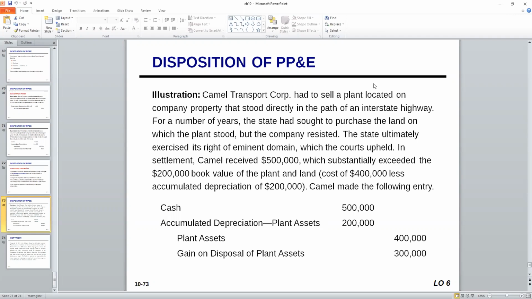Okay, so we're going to move on now to Chapter 11, and that is going to deal with depreciation and something called impairment, and that will be in the next recording.